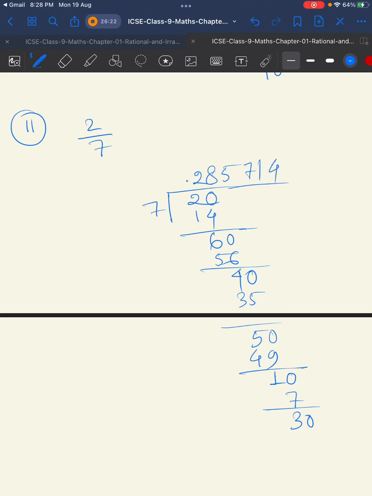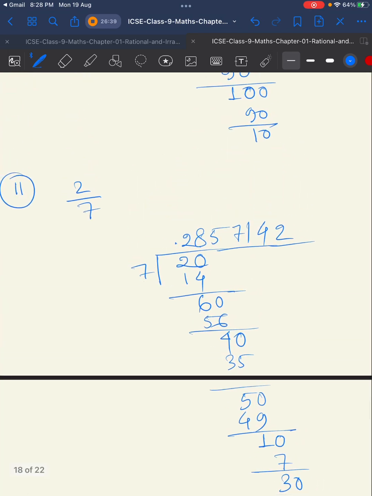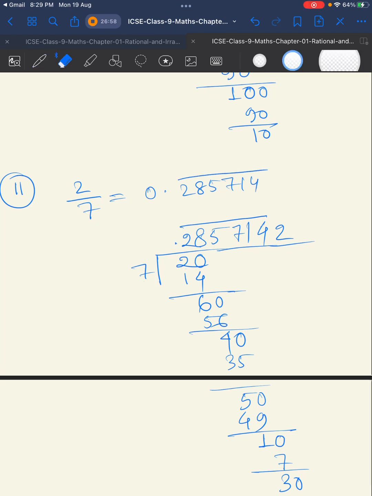Now 7 4s are 28. Here also we have 2 0. 7 2s are 14. So here you see this set of digits is repeated here. Okay, so the answer is 0.285714. This set of digits is repeated here.